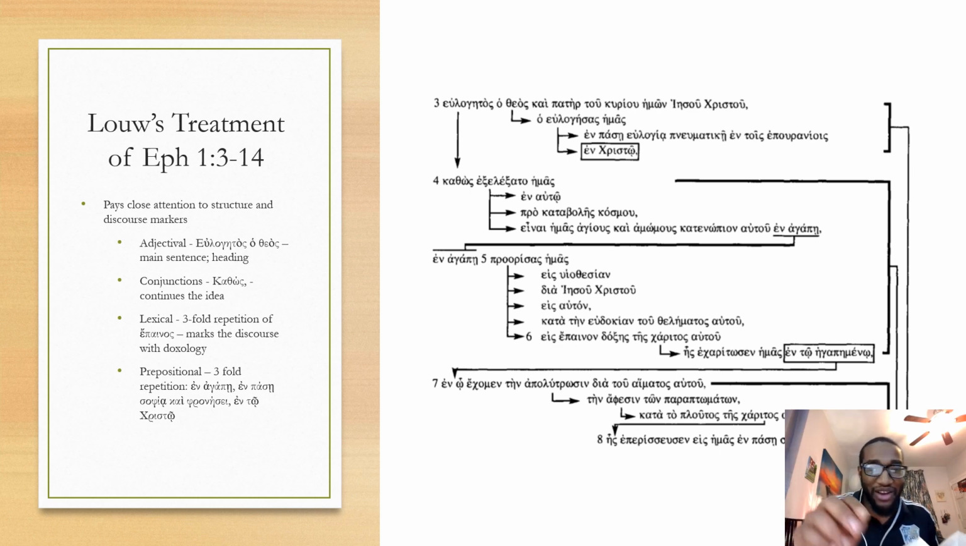And so you have eulogētos ho theos, and that is the main sentence and the heading. Even though it's an adjective, he says it's the main heading, but then you have kathōs, which is the conjunction, and it continues the idea of eulogētos. Then you have this threefold repetition of epainos, and it marks the discourse with doxology. It's pretty cool how he fixes these things in the order of the ideas based upon the actual grammar in the text.